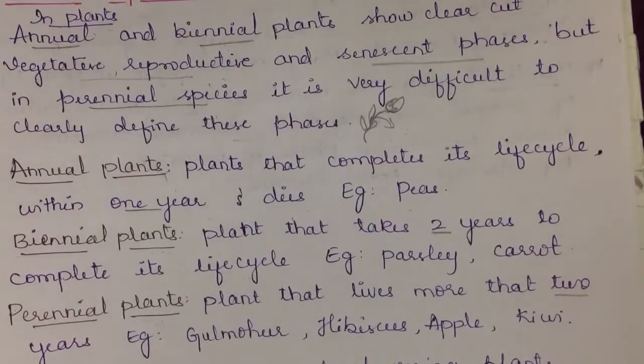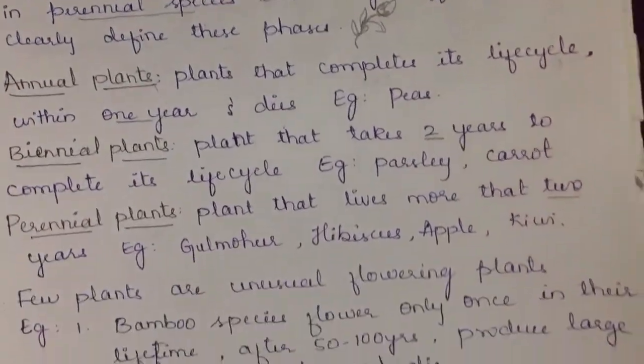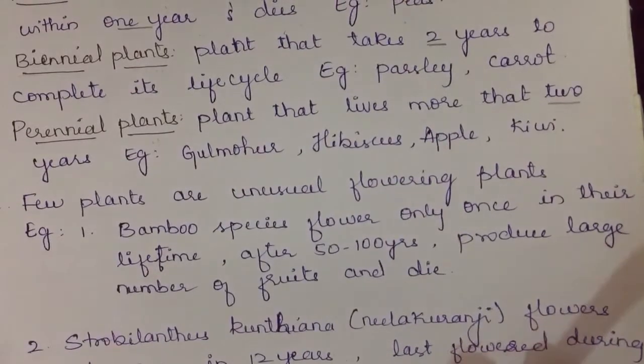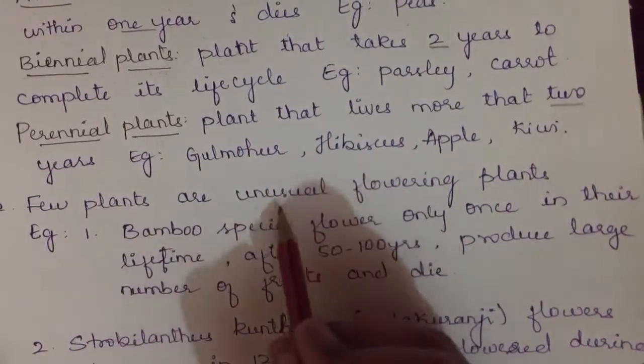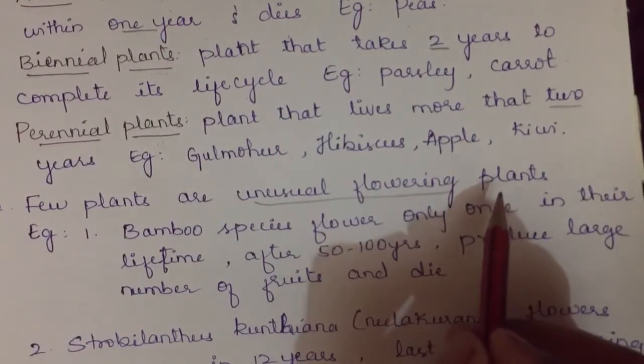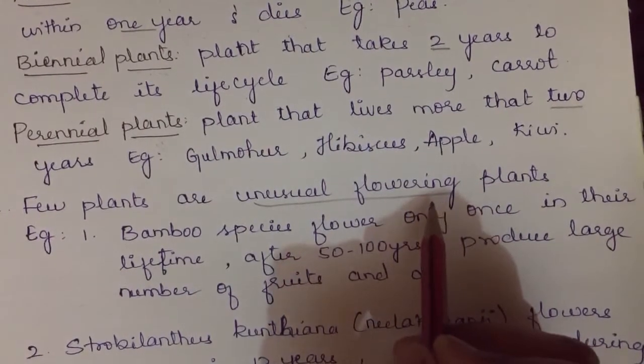Next, we have a few unusual plants. A few are unusual flowering plants. Why are these unusual flowering plants? Because you might have seen flowering plants that flower throughout the year sometimes.